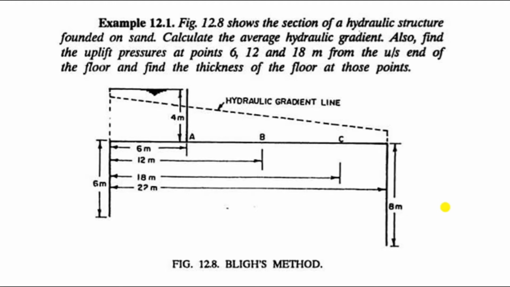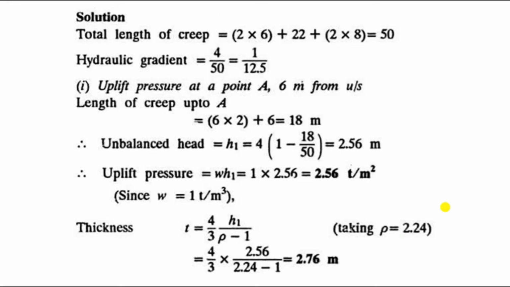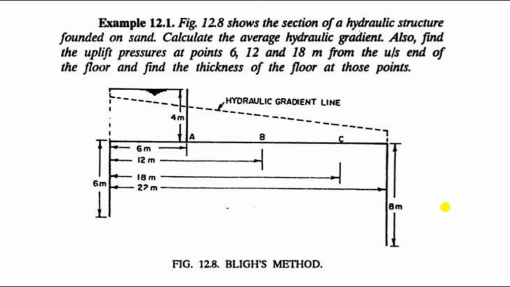Now we are going to see an example of the calculation of floor thickness. It shows the hydraulic structure, which is founded on sand. We have to calculate the average hydraulic gradient, and we also have to find the uplift pressure at points 6, 12 and 18 meters from the upstream end of the floor, and also find the thickness of the floor at those points. So first we have to find out the total creep length.